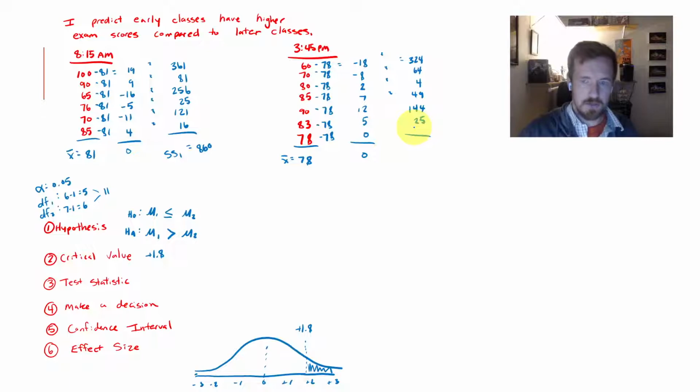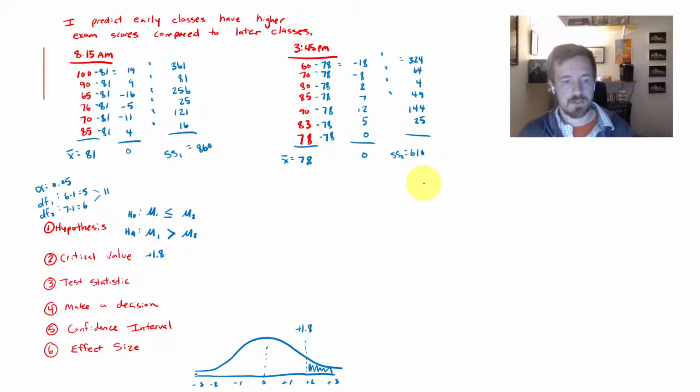Now moving over here, I'm going to do that same thing. So 324 plus 64 plus 4 plus 49 plus 144 plus 25 is going to give me 610. And that's going to be the sum of squares for group number 2.